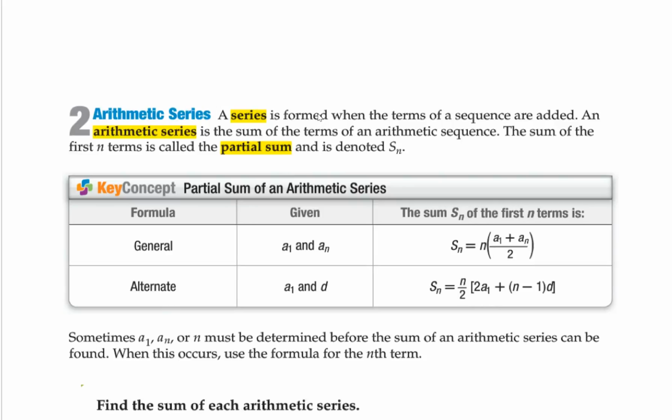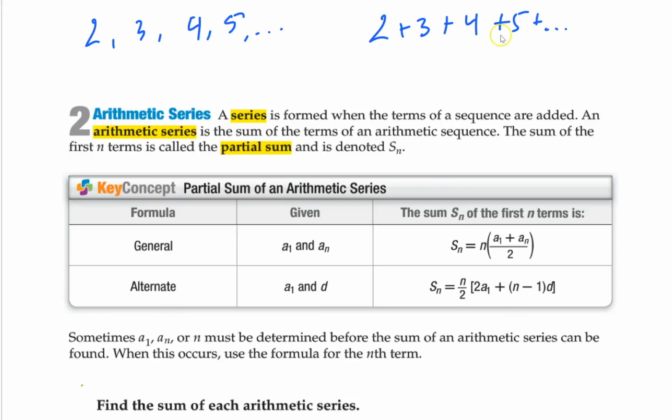We haven't talked about what a series is yet. A series, like it says right here, is formed when you add the terms of a sequence. So if you have a sequence 2, 3, 4, adding 1 every single time, and so on, you want to make that a series, just add them up: 2 plus 3 plus 4 plus 5.